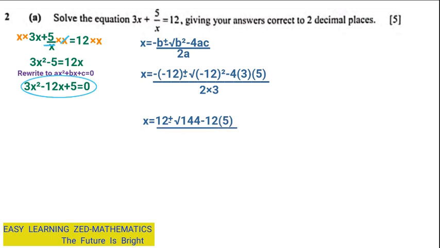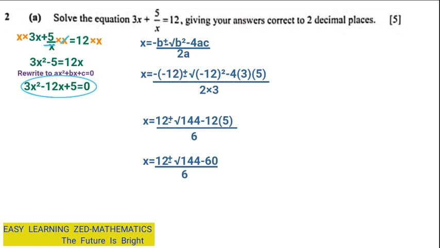Okay, now once I've done that, remember I also need to get the product of negative 12 multiplied by 5. So I'm going to say x is equal to 12 plus or minus, then square root of 144. Then I'm going to multiply negative 12 by 5 will give me negative 60, which will be over 6. Okay, once I've done that, then I'm going to find the difference of 144 minus 60.